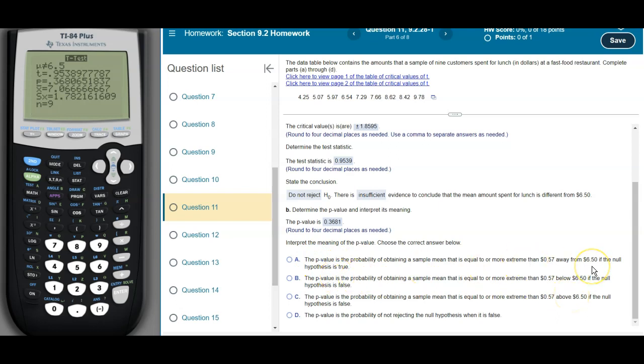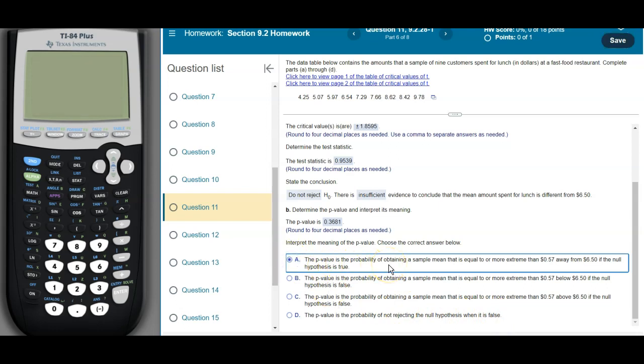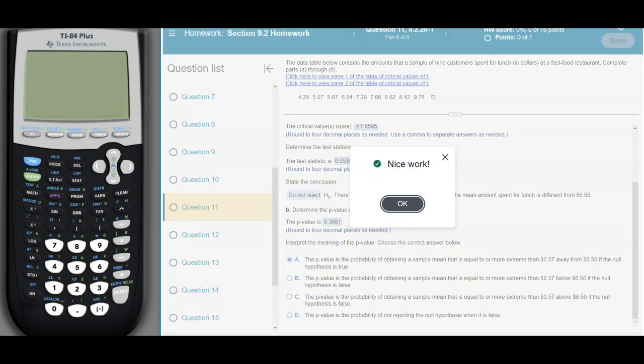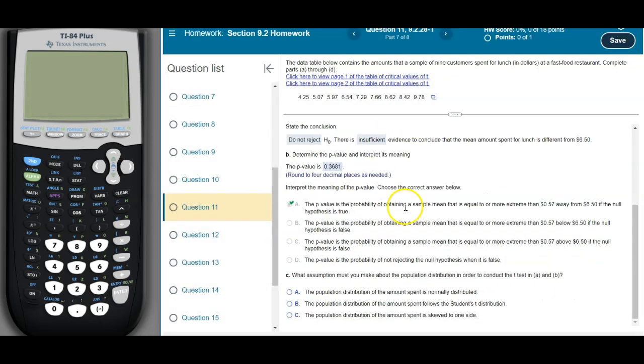Now we have to choose one of these statements. Now what we did here, we did not reject, right? So the null hypothesis is true. So you're going to be, the null hypothesis is true, the A. I cannot choose the B because it's saying false. I cannot choose the C saying false. And the null hypothesis when it's false, again, we cannot choose this one either. So I'm going to go with the A because it's the only one saying the null hypothesis is true, and that's the correct one.